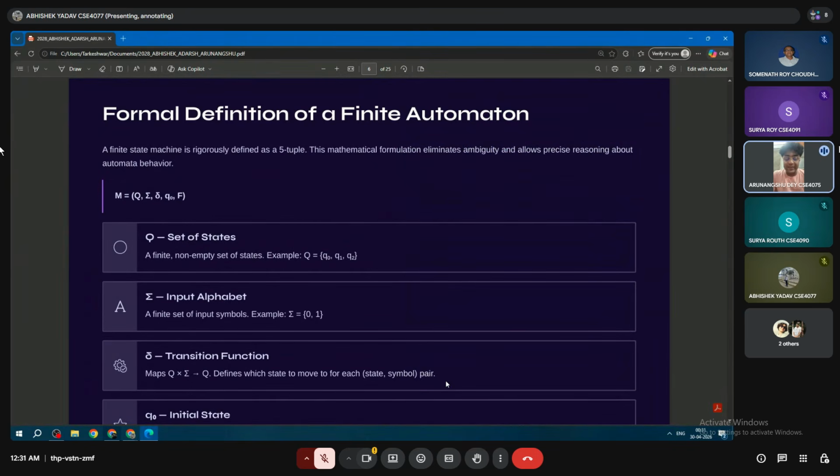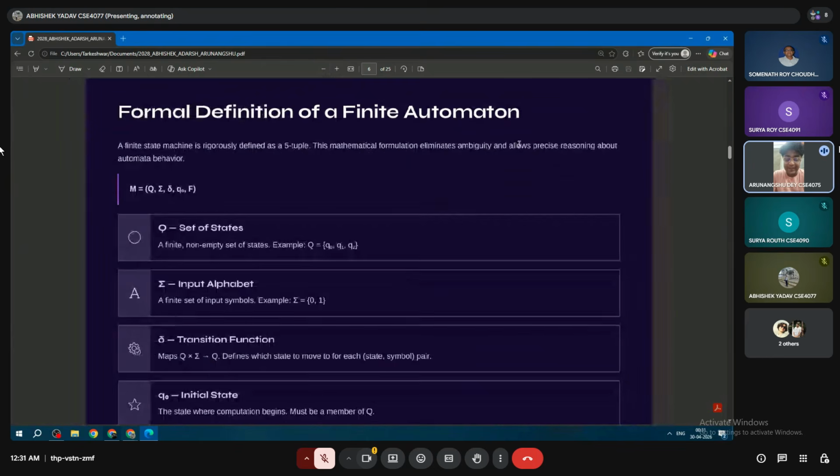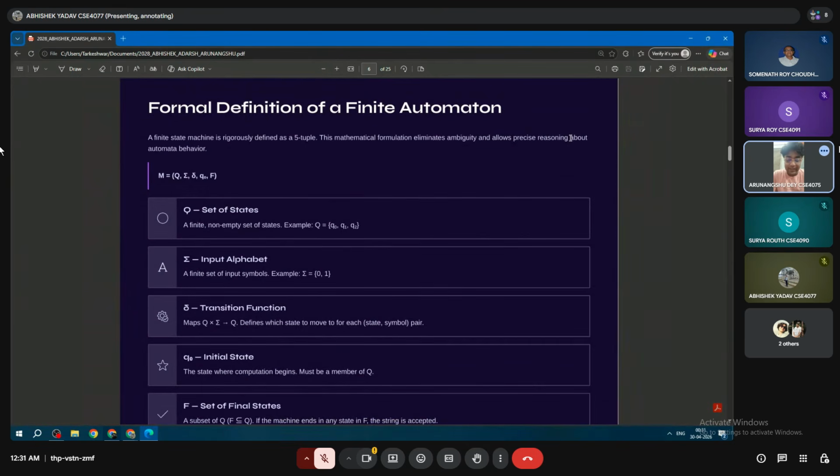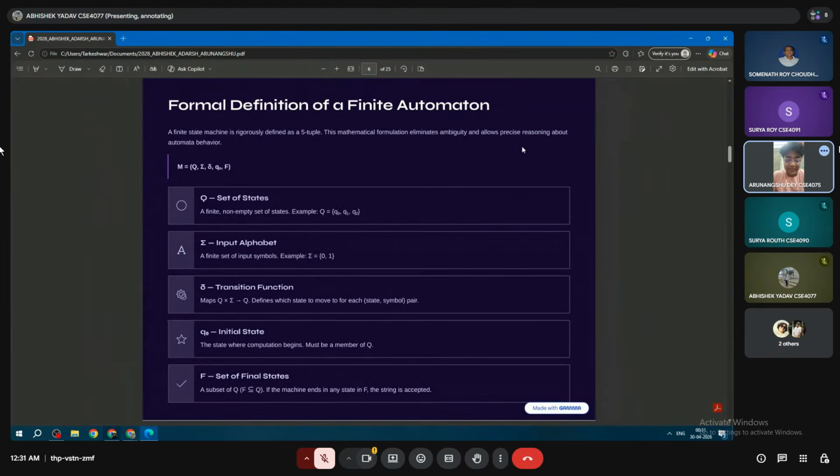Okay, so here is the formal definition of a finite automaton. A finite state machine is defined as a five-tuple. First of all is a set of states. Second is the input alphabet. Third is the transition function, fourth is the initial state, and fifth is the set of final states. Next slide, please.